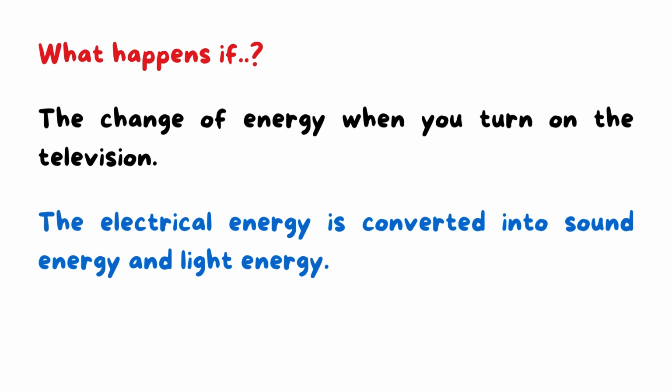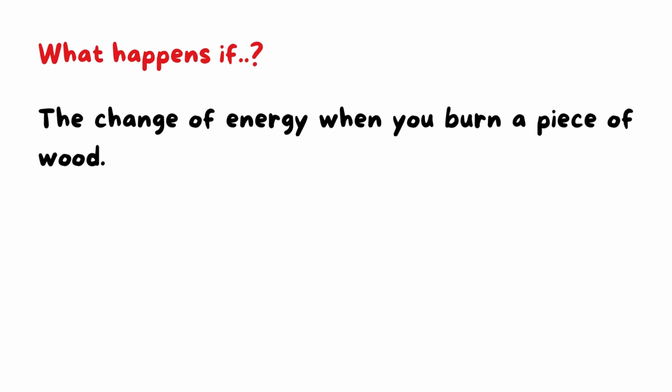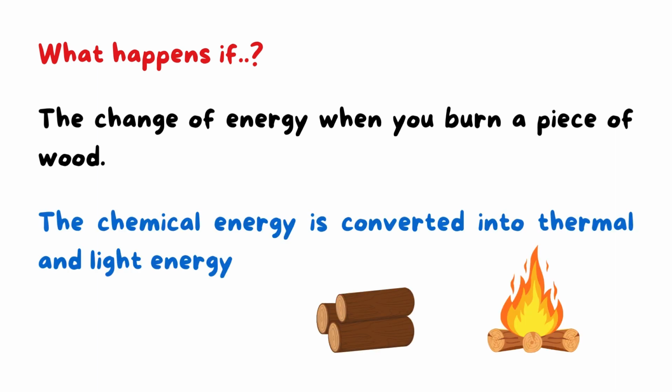Okay? Here we have another one, with the same idea: what happens to the energy when you burn a piece of wood? What happens if we burn a piece of wood? You know that the wood stores chemical energy, and when we burn this wood, it is converted into thermal energy and light energy, because we see this fire, as you see here. So the answer is the chemical energy is converted into thermal energy and light energy, okay?